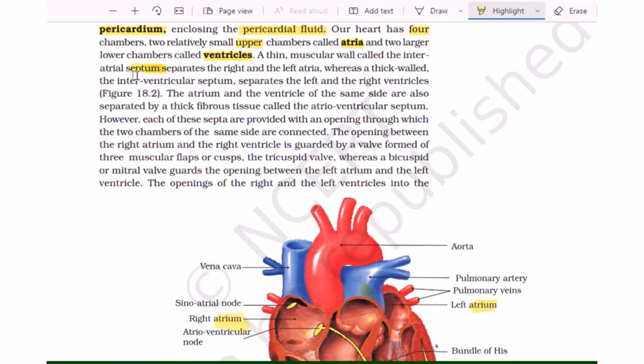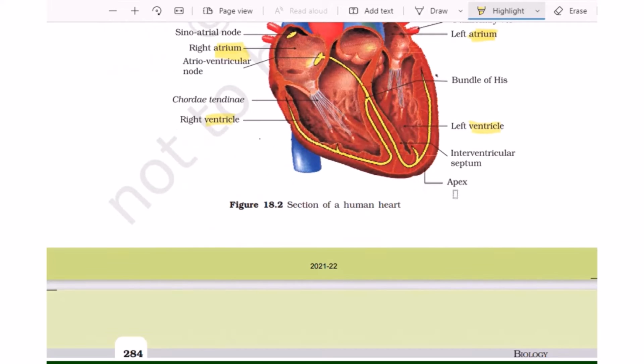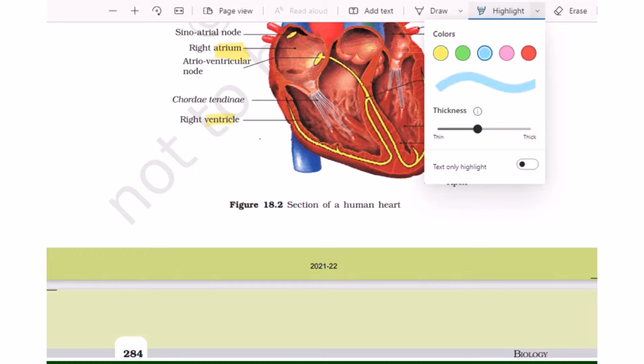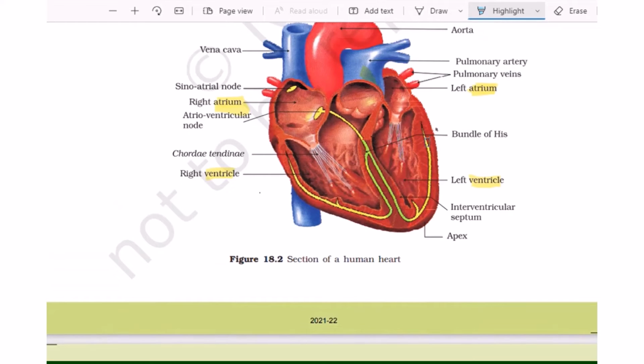And also we have the thick-walled interventricular septum, and that is basically this region over here, and this is the wall between the two ventricles, that is the left ventricle and the right ventricle. It is comparatively thicker because the ventricles are involved in pumping of blood, and since pumping of blood requires more strength, the interventricular septum is comparatively more thick walled compared to the interatrial septum.